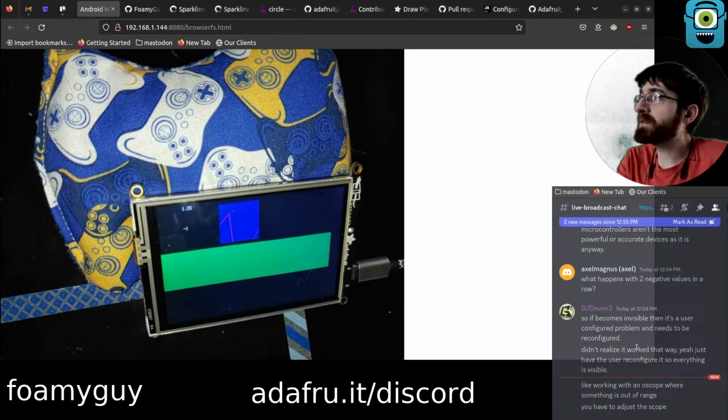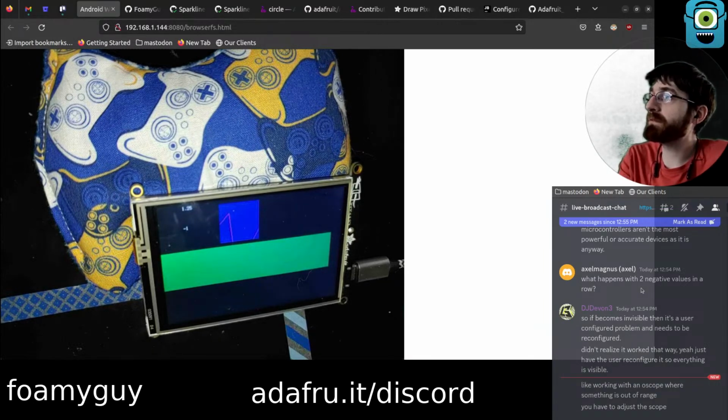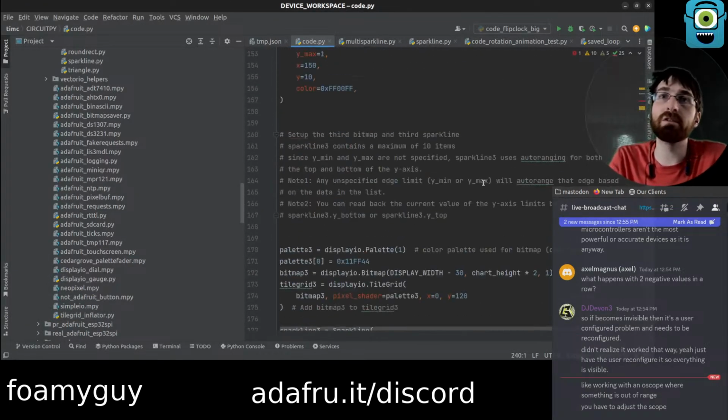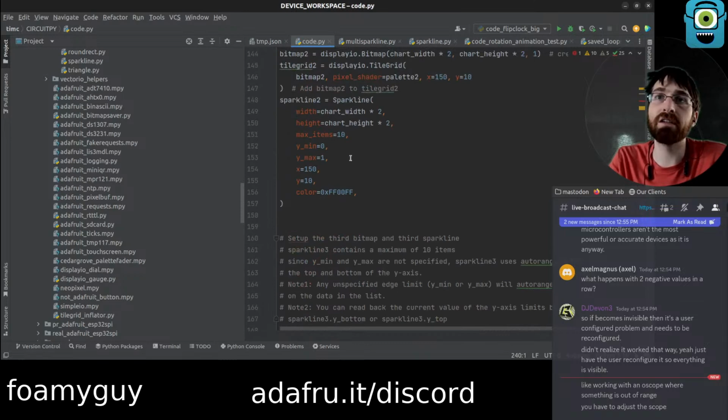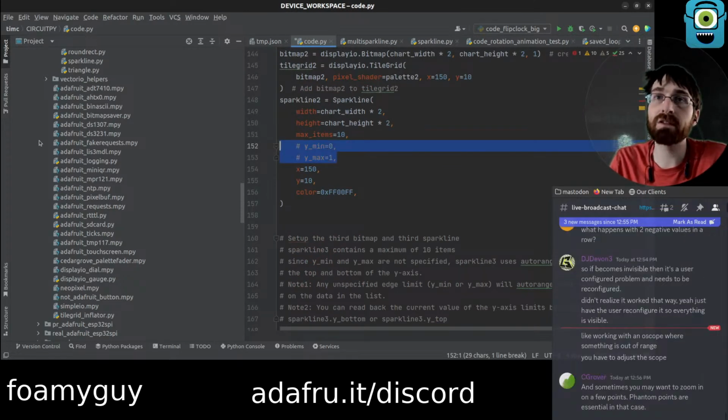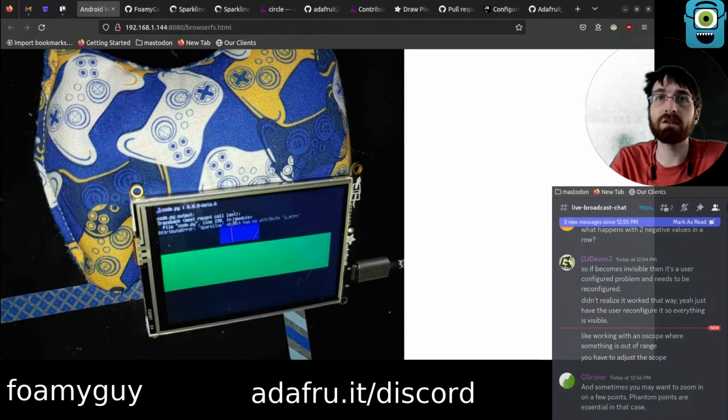If it becomes visible, then it's a user configured problem and it needs to be reconfigured. Didn't realize it worked that way. Yeah, just have the user reconfigure it. Yeah, that's what I'm thinking. If they specify the range, then we let them keep that range, and then if they don't, I am curious. Does this actually look the same? So in my head, this will basically look the same as the other one did.